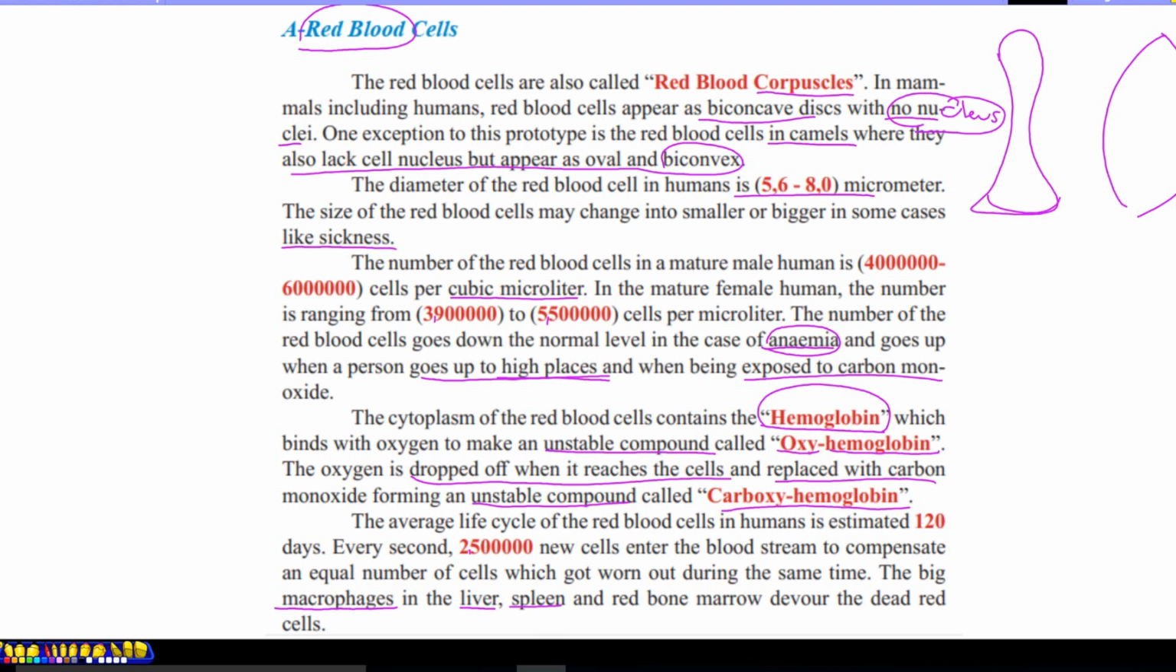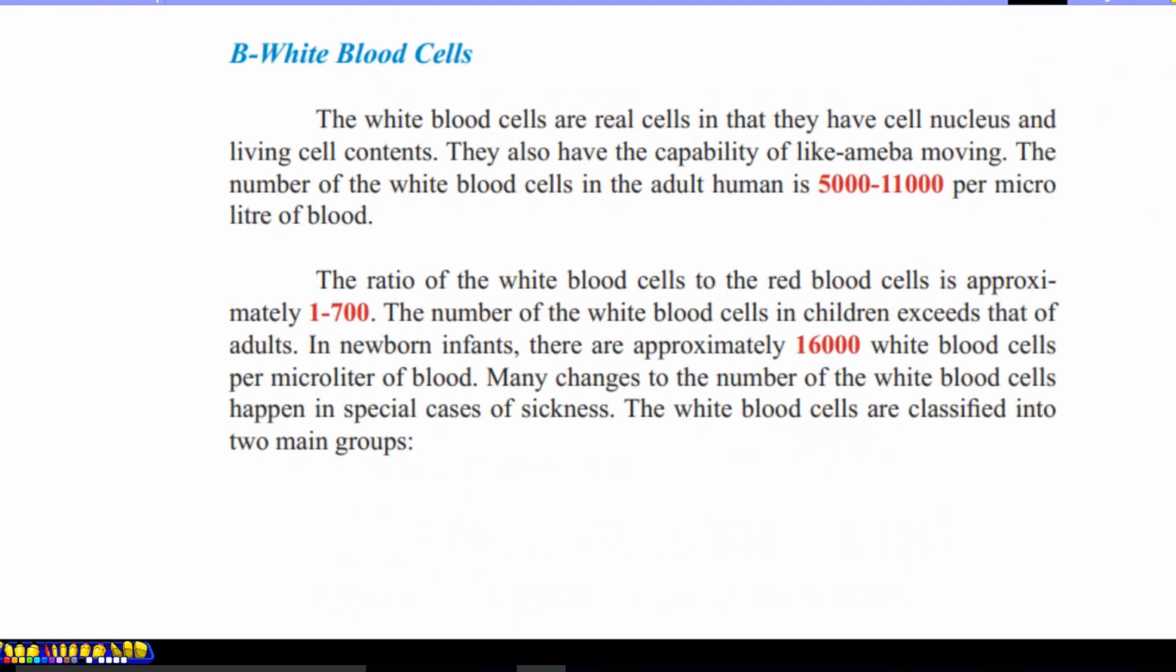In the liver, spleen, or red bone marrow, they devour, meaning phagocytose, the dead red blood cells, but the necessary materials are reused again. So all the detail about red blood cells, we need them to compare the red blood cells especially with white blood cells.